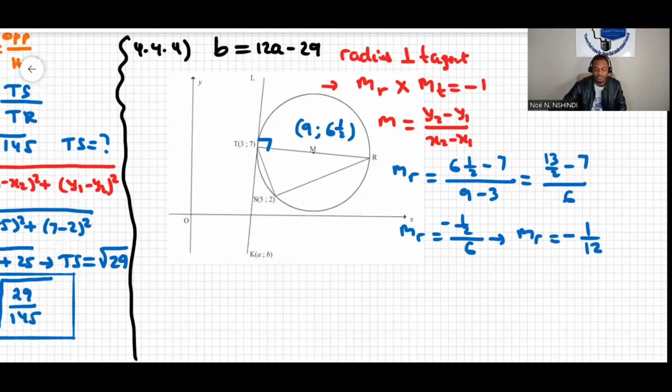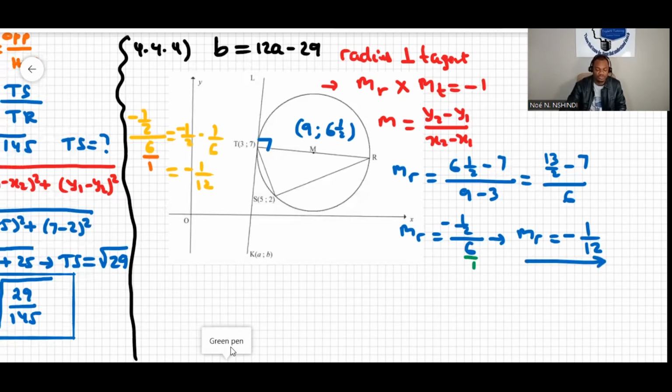It's like having a fraction over another fraction. So this has a denominator of 1 there. It's like negative a half over 6, and here it has a denominator of 1. So for a fraction over another fraction, we take the first fraction, negative a half, times the inverse of the other fraction, 1 over 6, and the product here makes negative 1 over 12. So we got the gradient of the radius.